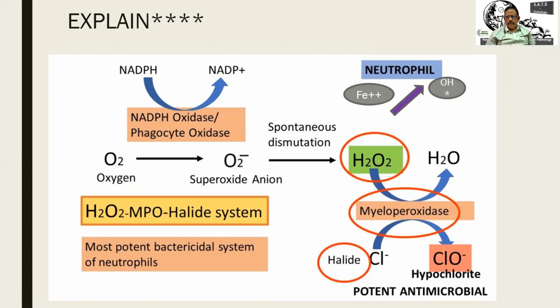There is also another reaction called a halide reaction. Halide means it can be chloride, fluoride, etc. And these are getting converted to hypochlorite. So this again is precipitated by means of the enzyme called myeloperoxidase. So you find that there is a halide system, there is myeloperoxidase, there is hydrogen peroxide. So this is called the hydrogen peroxide, myeloperoxidase, and halide system, which is the most potent bactericidal system in the neutrophils. You must write this particular flow diagram, it will fetch you marks.